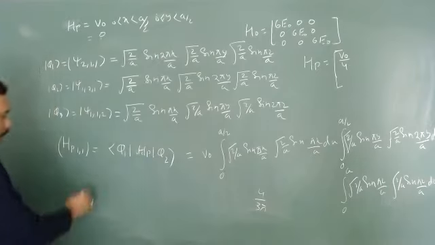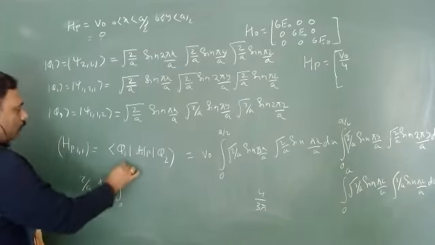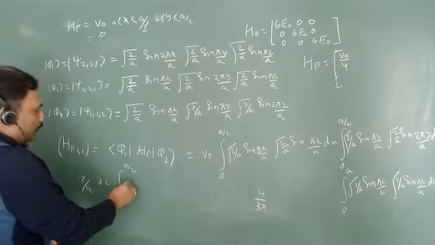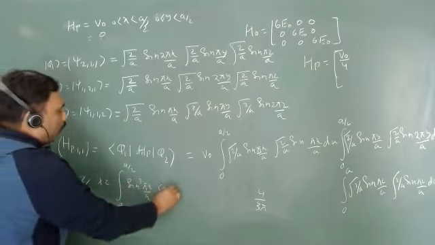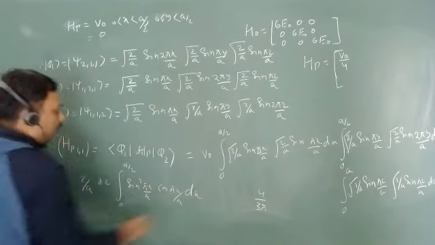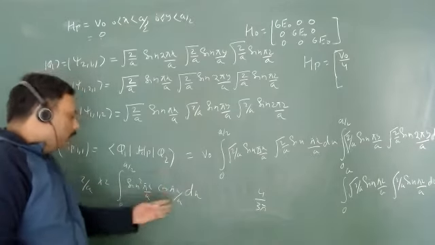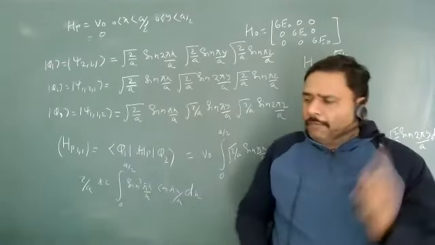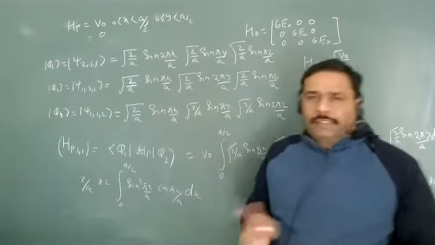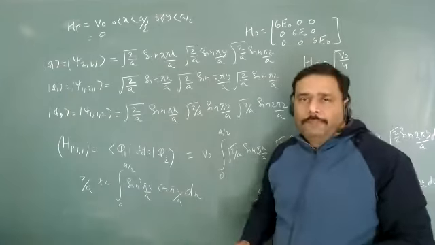How will you do this integration? Very simple. You can take 2 by a outside and take 2 here, and you go from 0 to a by 2, and you have sine square pi x upon a cos pi x upon a dx. You can put sine pi x by a equal to t, cos pi x by a dx equal to dt, and you can integrate it. That value is 4 upon 3 pi. We have done it in our one-dimensional box calculation, isn't it? So remember that type of calculation always, because it will work in your approximation method.